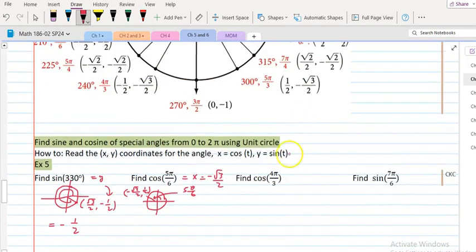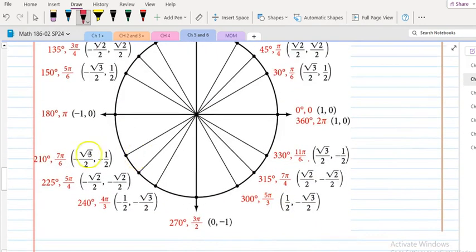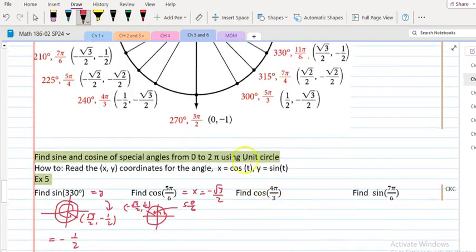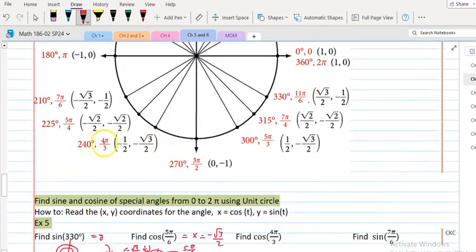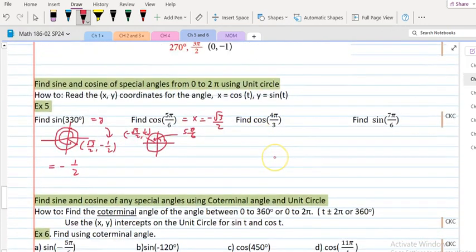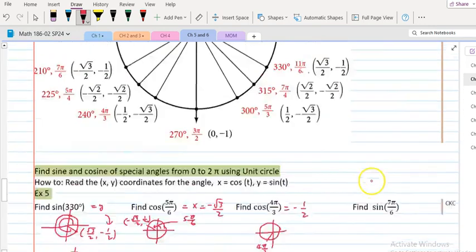Now, cosine of 4 pi over 3. I look at the unit circle. It should be in quadrant 3. Yes, 4 pi over 3 is in quadrant 3, and the point is negative 1/2, negative root 3 over 2. But this person wants cosine, so it's negative 1/2. X is cosine.